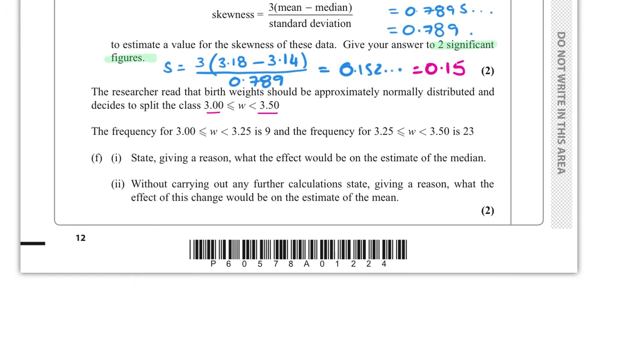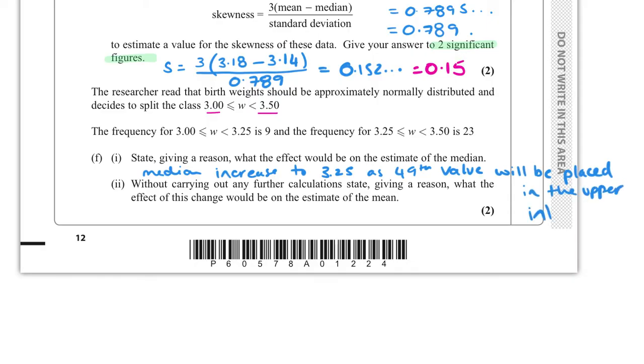So the median is going to increase to 3.25, as the 49th value will be placed in the upper interval of the split. Does that make any sense? So basically, when it's split, it's like the end of the first interval or the beginning of the upper interval. It's not actually going to give us 3.14.